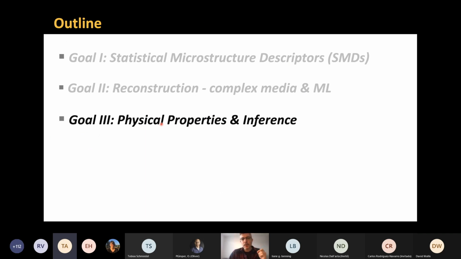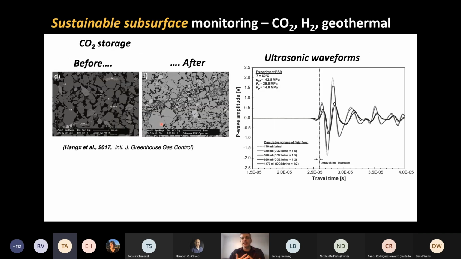So finally, can we relate this to physical properties? The important reason why we want to do this is that we cannot always have direct access to the microstructure, and we have remote access to physical properties. For example, here is a CO2 sequestration lab experiment by Susanna Hunks. Here you see the microstructure before and after injecting CO2.